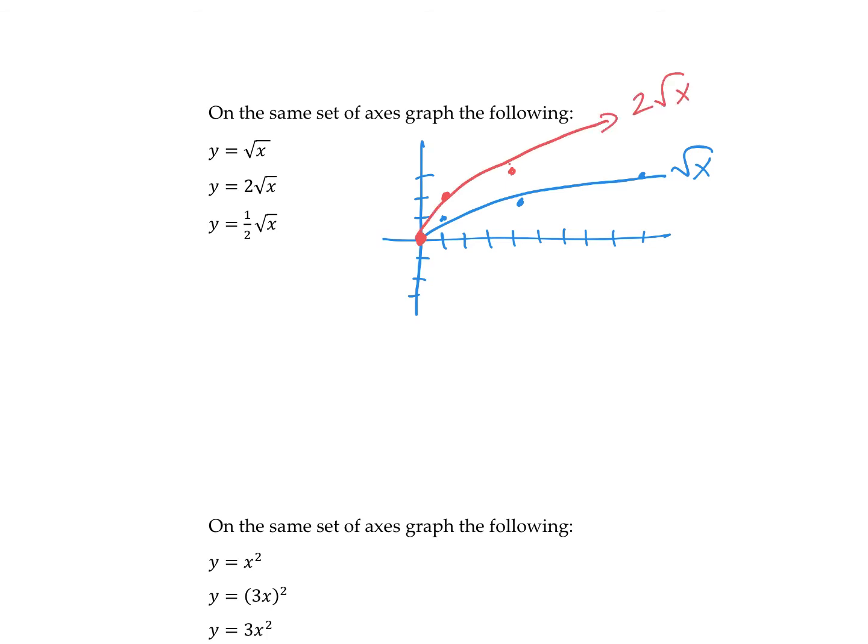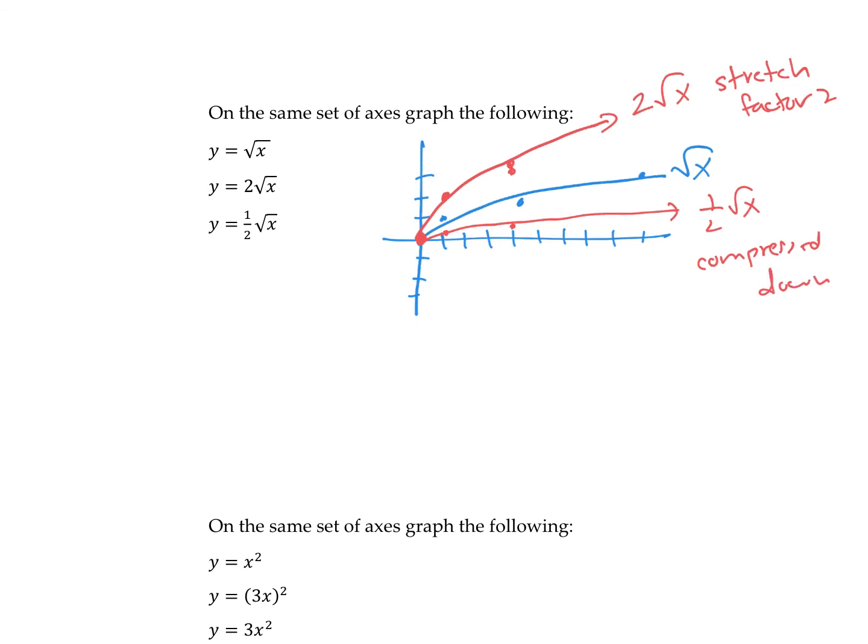So the graph has not shifted, it has been stretched. It's twice as high as it was. If I do a half, square root of 0 is 0, times a half is 0. Square root of 1 is 1 times a half is a half. Square root of 4 is 2, 2 times a half is 1. And so this is 1/2 root x. We'll say this is compressed because it's squished down.